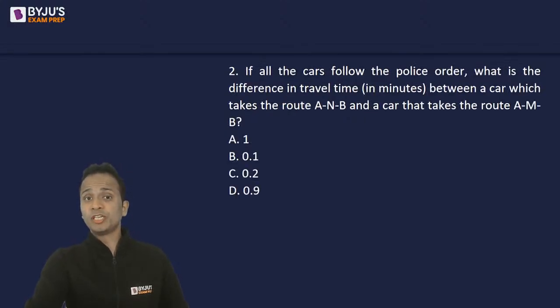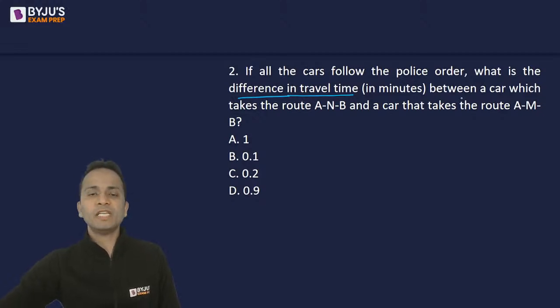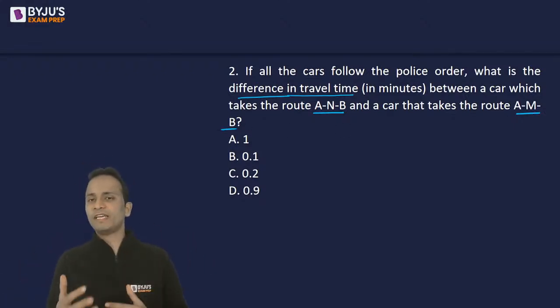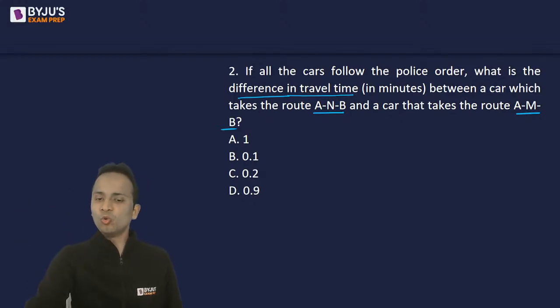Now next question, question number 2. If all the cars follow the police order, what is the difference in the travel time between a car which takes this route and the car which takes the other route? Basically we have done whatever is required for this question. We just have to find out the difference between the travel time taken by the car which is traveling from route 1 and the car which is traveling from route number 2.